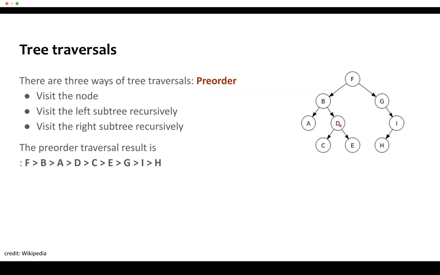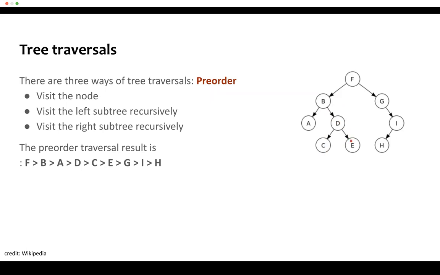And when we reach here, we're going to process the left child. So that is going to be C, and then we come back here and process the right child, that is going to be E. So here, F, B, A, come back here, process the right child, D, and then left and right.